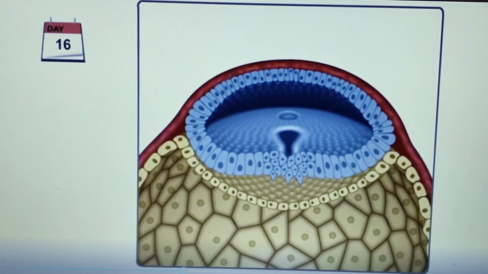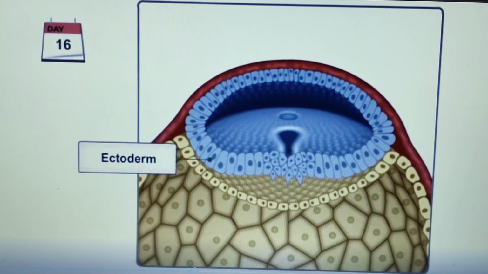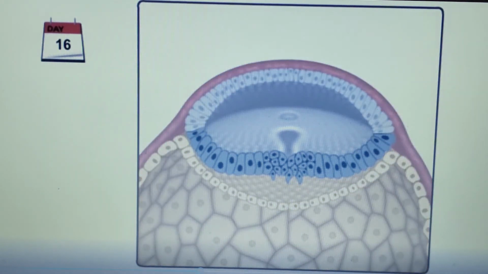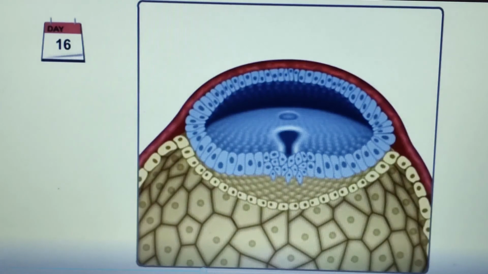After 16 days of fertilization, the rest of the cells which are present on the epiblast form the ectoderm, and the newly formed cells which are present in between the epiblast and the newly formed endoderm form another germ layer, the mesoderm.